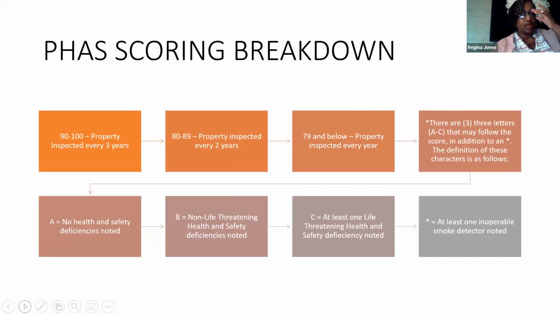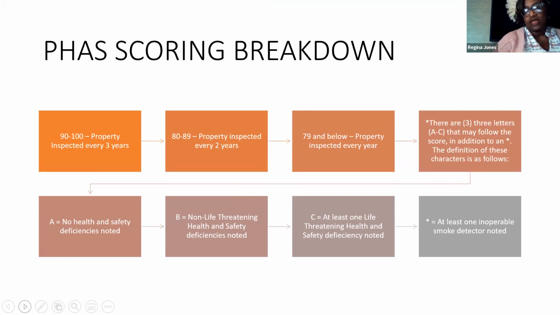This is a PHAS score breakdown. 90 to 100, you're inspected every 3 years, and everyone, we should shoot for that. That's our goal, 90 to 100. 80 to 89, the property is inspected every 2 years. 79 and below, the property is inspected every year.